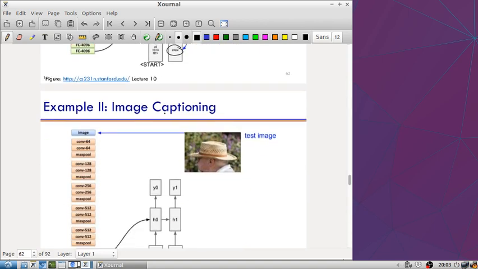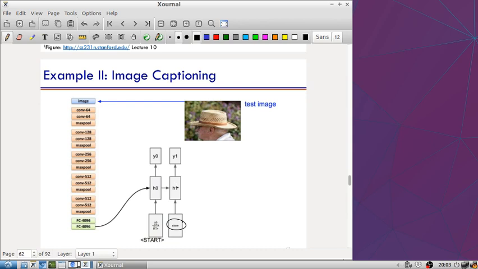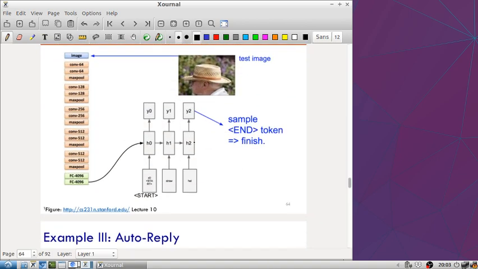But during test, you sample, you pass it through your block, and you get previous information that will give you a different distribution over the word vocabulary. Then again you sample, and so on. Hopefully, you sample end soon. Otherwise, you'll keep sampling and generate a huge caption. Or you can also stop sampling after some length.